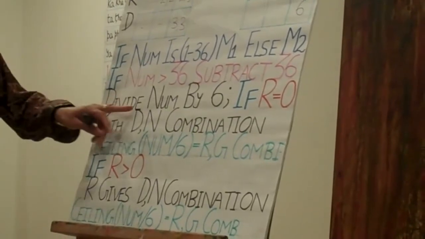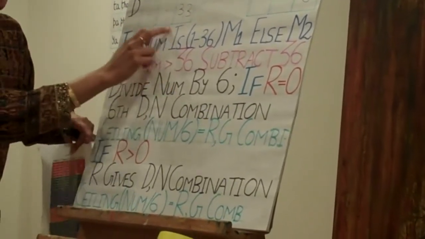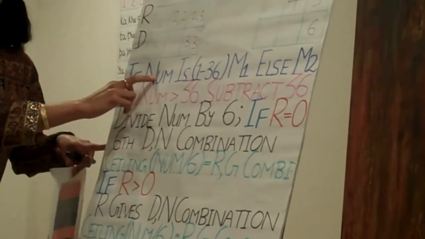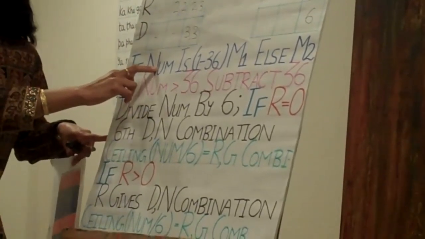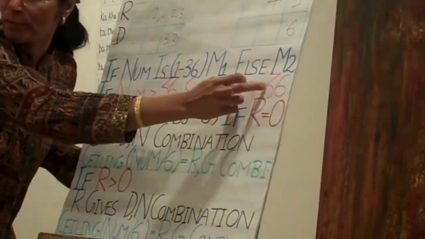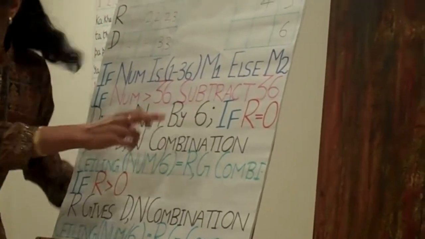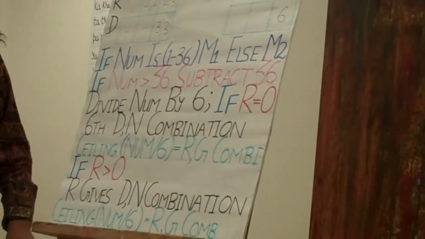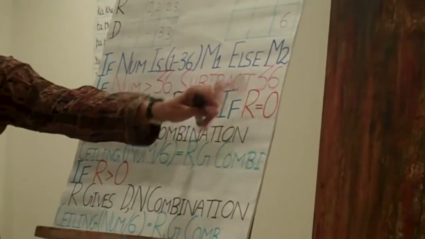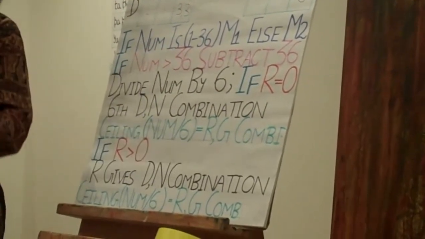And then divide the number. This number could be either simply the Melakartha number, if it is less than 36, or if it is more than 36, the resulting number from the subtraction. Divide that number by 6, because there are 6 combinations. If R stands for the remainder, so if the remainder is 0, what do you observe?